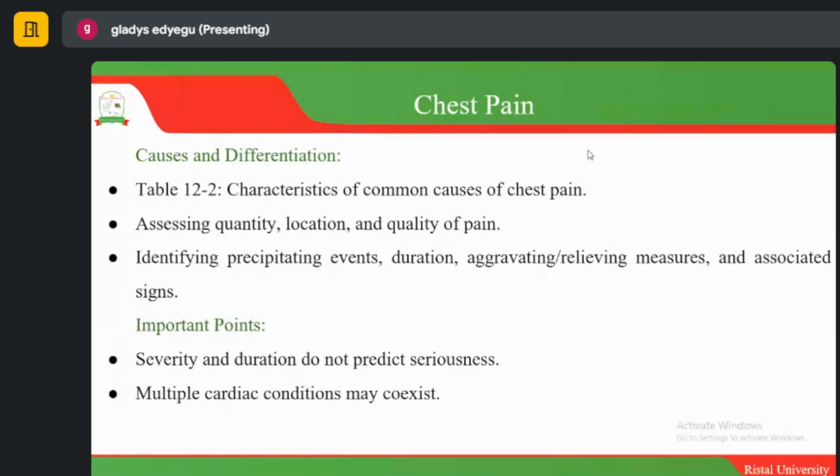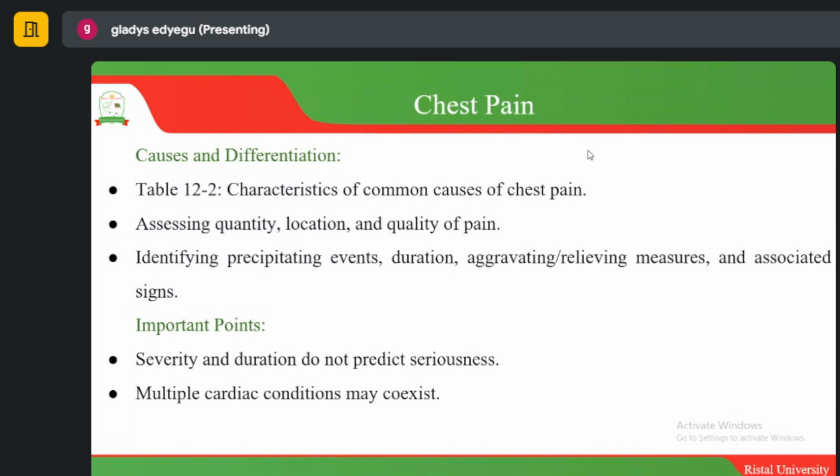Then the location. The patient may tell you, I feel pain on this side of my chest. I feel pain at the apex, this part, and they will be able to show you where they are really feeling the pain. So the location of the pain will also help you understand whether this patient is having a heart condition, or it is on the other side, which is maybe the lungs and so forth.